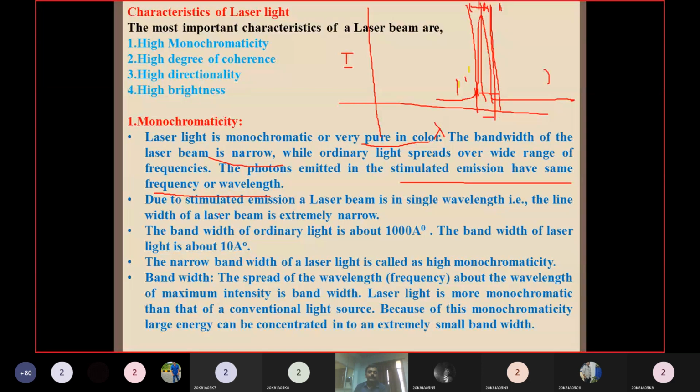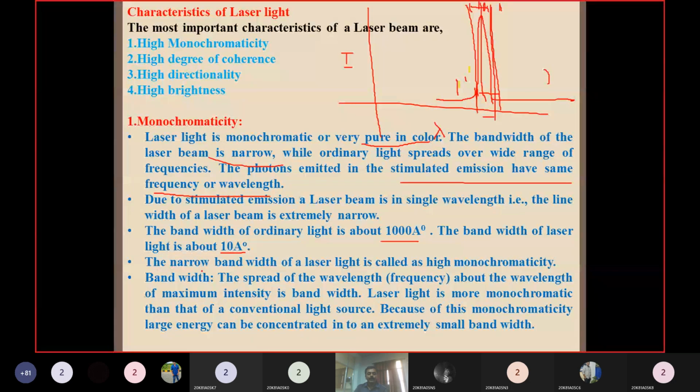Now coming to the next point: due to stimulated emission, the laser beam is single wavelength, that is, the line width of the laser beam is extremely narrow. Single color is nothing but single wavelength, and the width of the line is also very narrow. The bandwidth of ordinary light is more than 1000 angstroms, but in the case of laser it is just 10 angstroms.